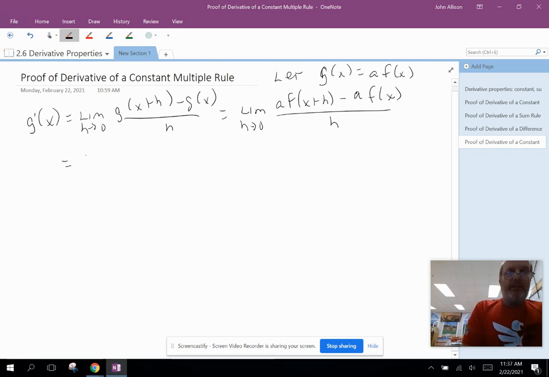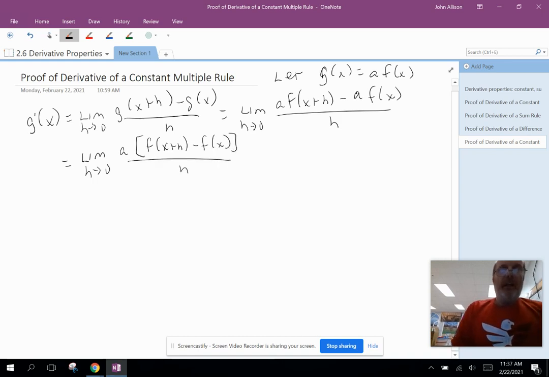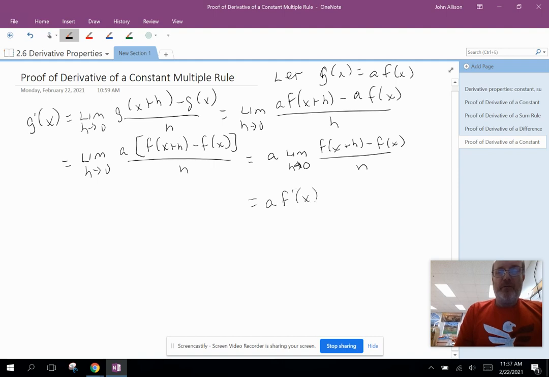If I factor out that common a up top, I get the limit as h goes to 0 of a times f of x plus h minus f of x all over h. And we learned with the limit properties that a constant times something in the limit can come outside as the constant times the limit. So this becomes a times the limit as h goes to 0 of f of x plus h minus f of x all over h, which is just a times f prime of x.